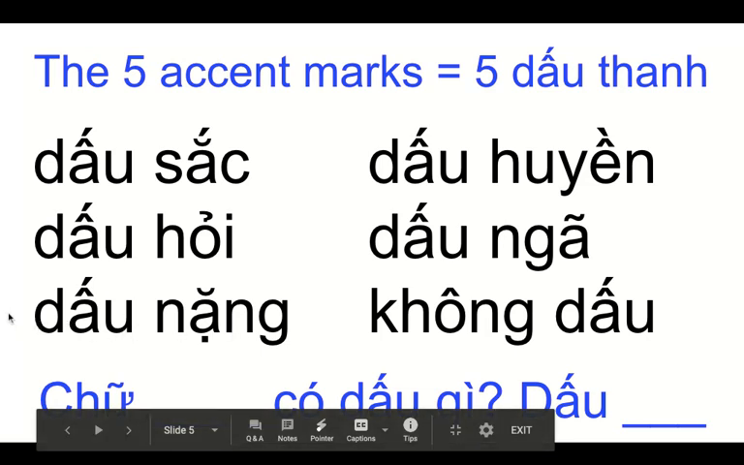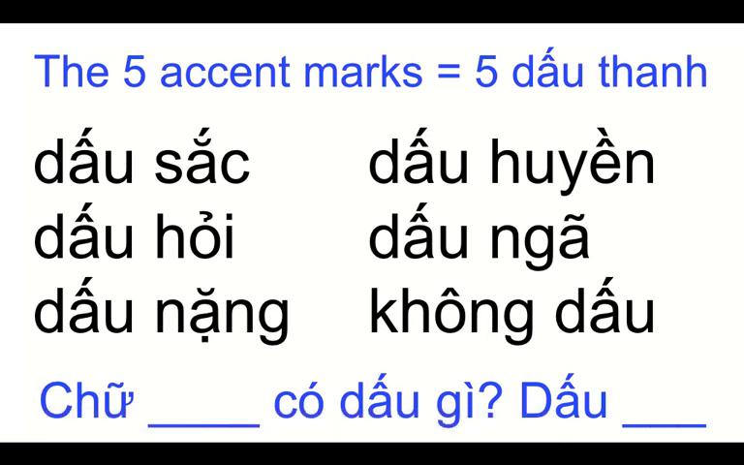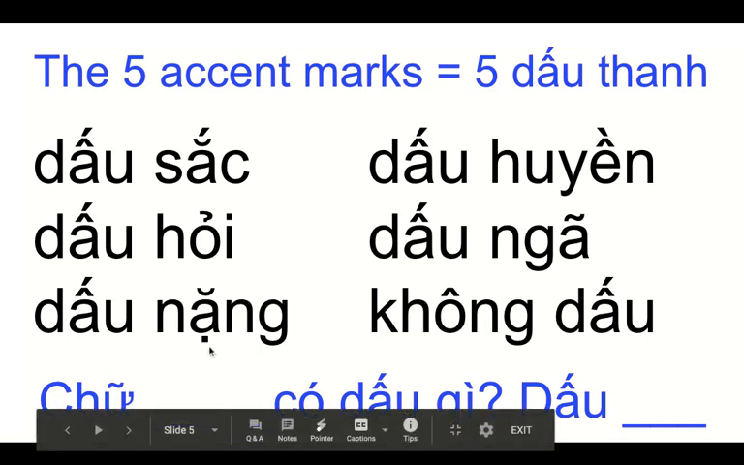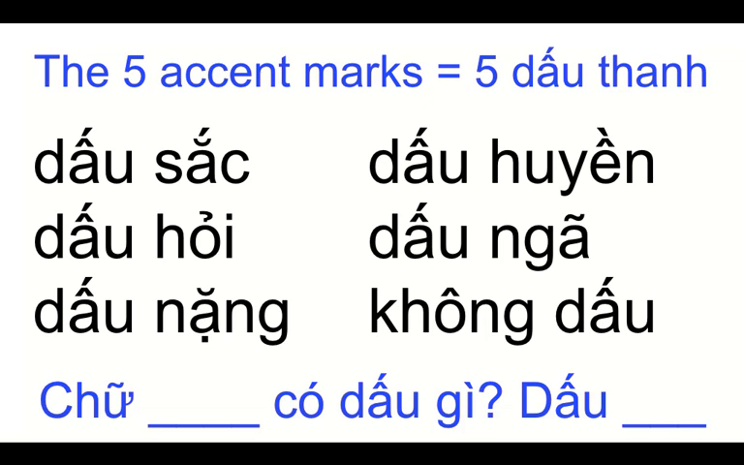Dấu nặng. Nặng means heavy. Your voice sounds very low. Some students tell me it sounds like you're almost like a sheep. Bah, you know? So very low voice. There's a dot on the bottom, almost like a ball in the ball and chain, something dragging you down, right? So your voice sounds very low. Dấu nặng. And short. The dấu nặng words tend to be very short when you pronounce them.